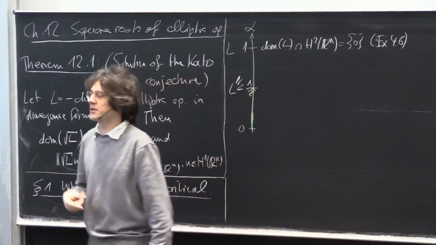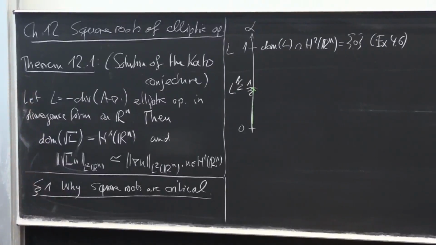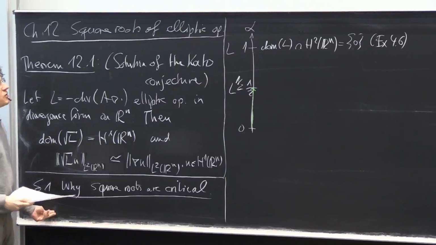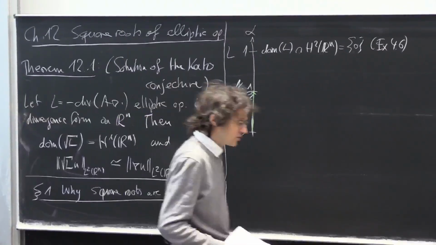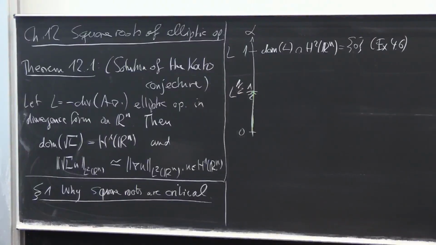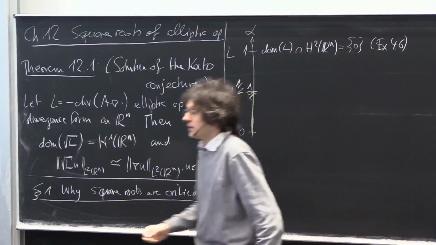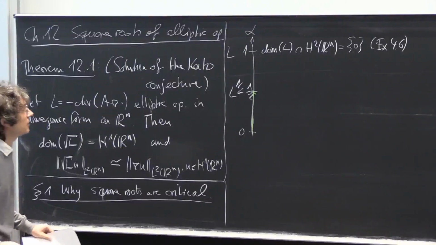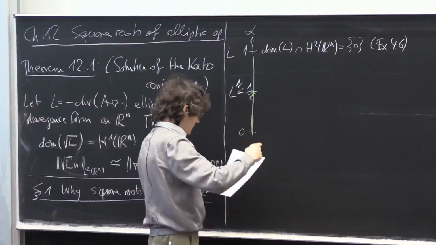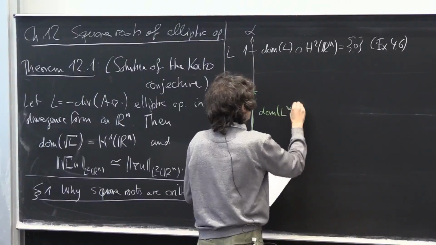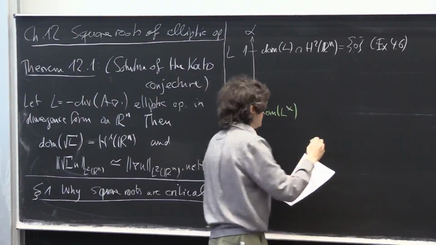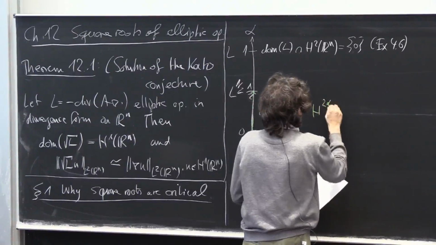So this exercise 4.6 was in 1 dimension, but as soon as one knows how to do it, it's no problem to do it in arbitrary dimensions. So the domain of L is far from being H2, but we also had positive results. If you look at small powers of L, then everything is all right. So the domain of L to the alpha then is H2 alpha.